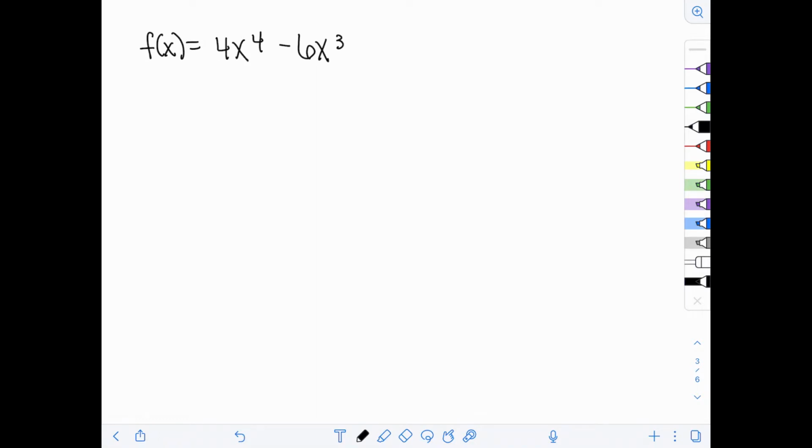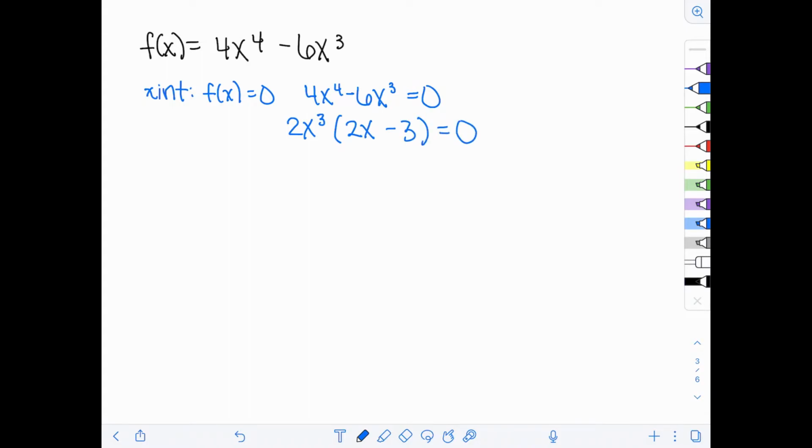So first we could find the x-intercept, which means we set the function equal to 0. And to set it equal to 0, I can go ahead and factor. In this case, I'm going to factor out 2x cubed, which leaves 2x minus 3. Then you can set each part equal to 0.